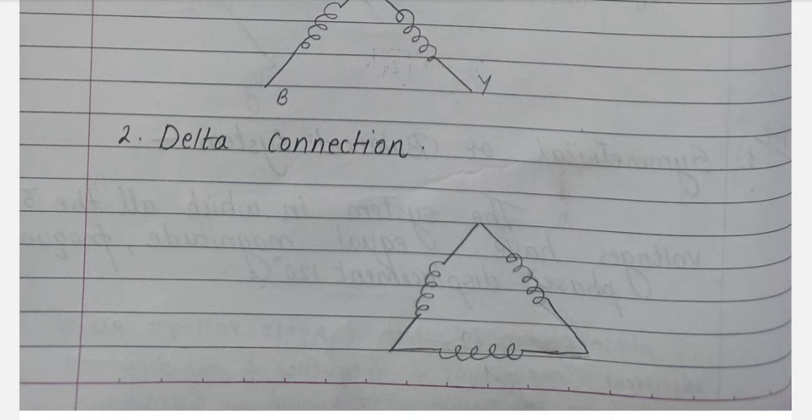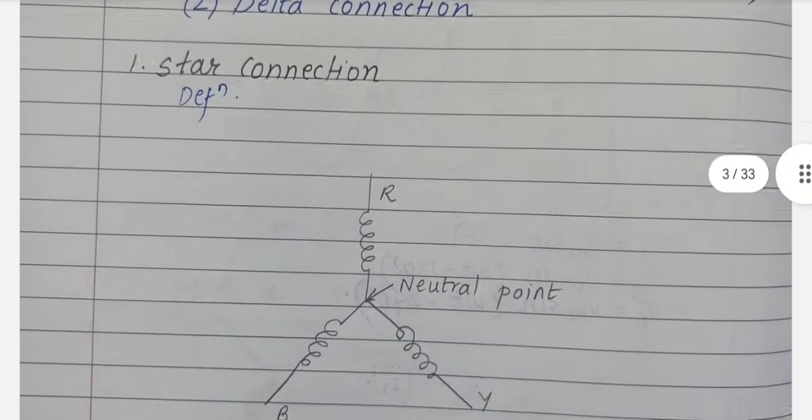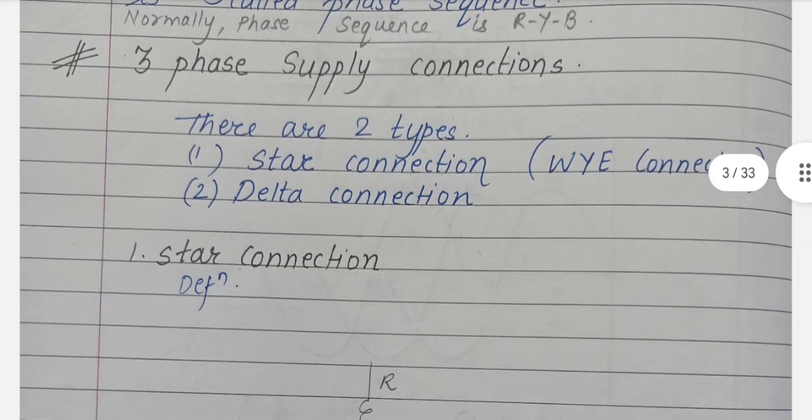Star connection was suitable for neutral connection, right? But in this case it is not suitable for neutral connection. Often it is used in high power industrial applications. Okay, so here we can conclude that we have understood what are the two types of three phase supply connections.